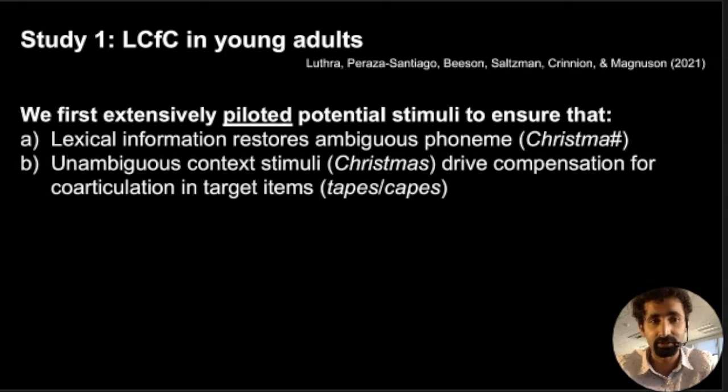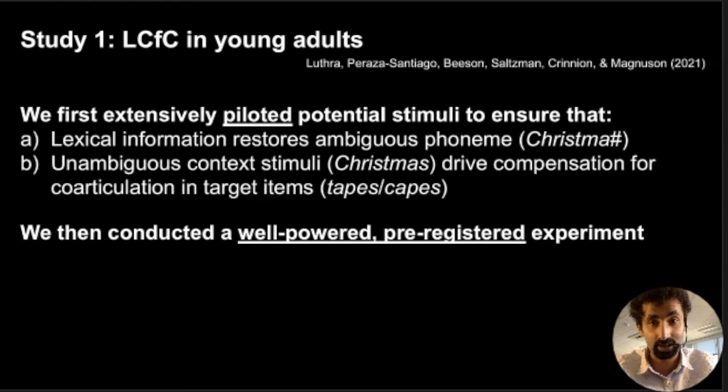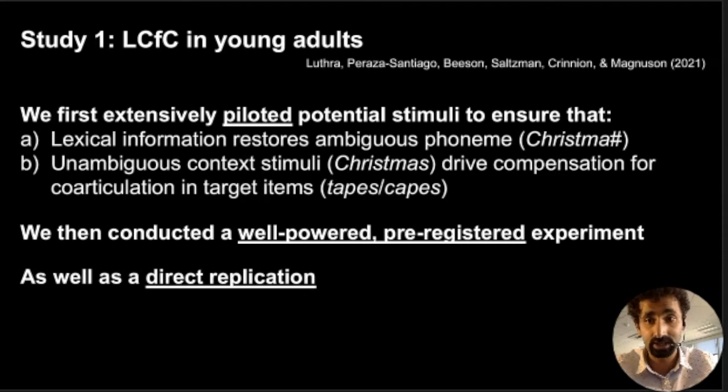We first conducted a set of pilot experiments and made sure that in our stimuli, we first had evidence that lexical information restored an ambiguous word-final phoneme, like in Christmas. And we also tested to make sure that when we had an unambiguous context stimulus, so Christmas with a clear s at the end, we would get the expected compensation for coarticulation effect on a subsequent front-back continuum. Only once we found stimuli that satisfied these preconditions did we conduct our experiment as well as a direct replication.